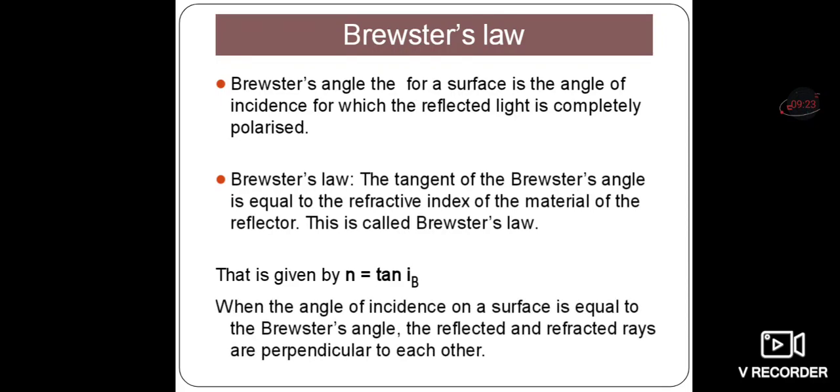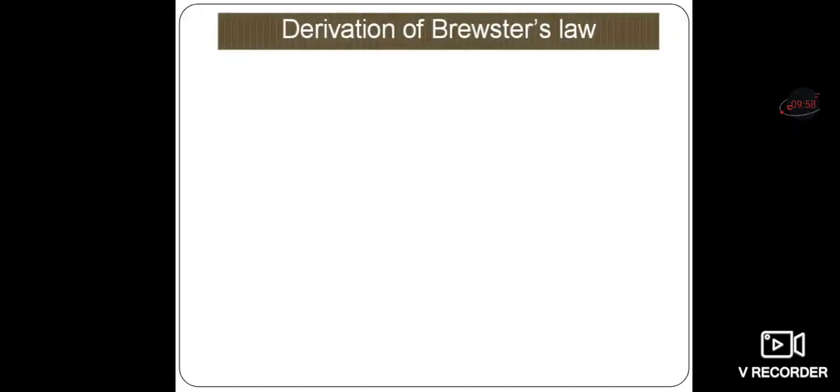Next, when the angle of incidence on the surface is equal to the Brewster's angle, it has to obey one condition: the reflected and the refracted rays are perpendicular to each other. So if the angle of incidence equals the Brewster's angle, then the reflected ray and the refracted ray are both perpendicular to each other. Whether this rule holds or not, we are going to check now with the help of the derivation of Brewster's law.